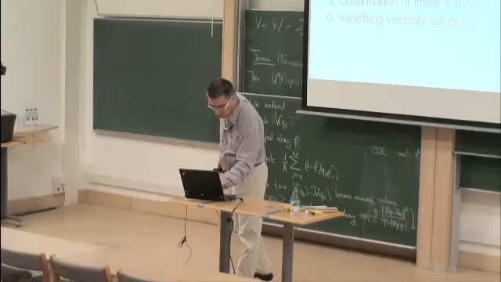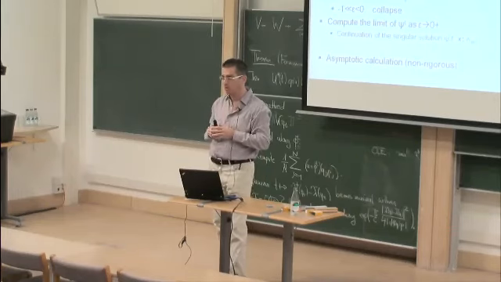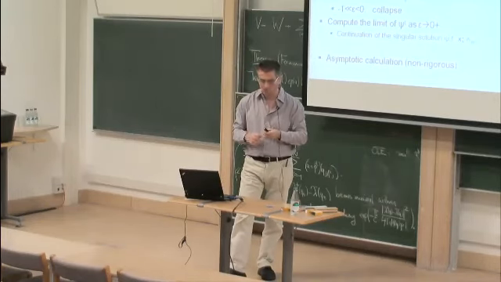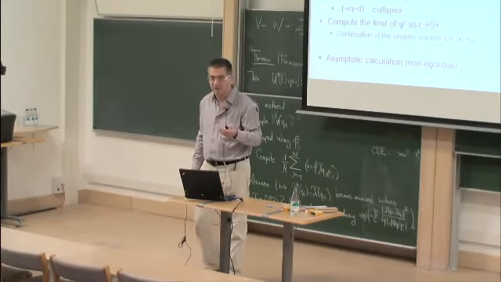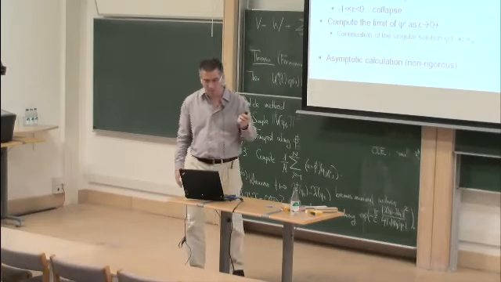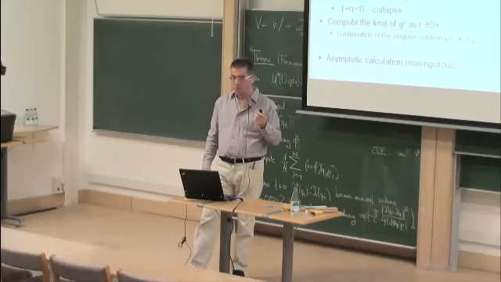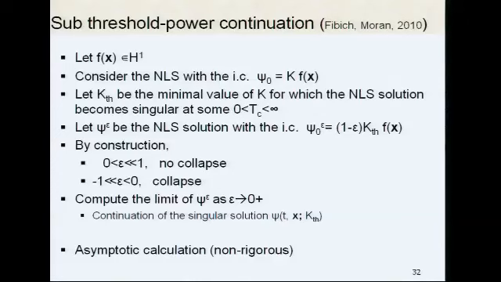So I'll begin with a generalization of Merle's approach. We take some profile f of x in H1, any profile, and then we look at the NLS solution with the initial condition k times this f of x. And now we vary the value of k. So if k is sufficiently high, you would have collapse. If it's sufficiently small, you don't have collapse. So we look for the minimal value of k for which you get collapse for the first time. And we call it k threshold.